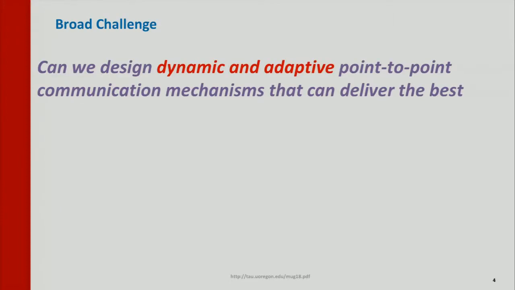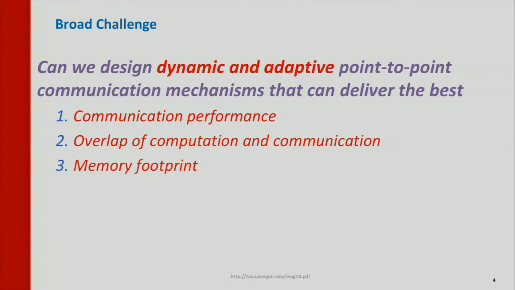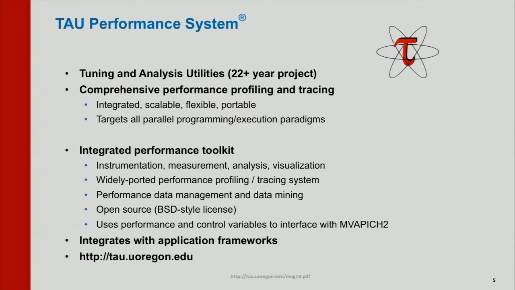So the broad challenge for the MVAPICH2 team is: can we design dynamic and adaptive point-to-point communication mechanisms that can deliver the best communication performance with overlap of computation and communication and the best memory footprint? And how can performance evaluation tools help in this broad challenge? How can we contribute and make a bridge between performance evaluation tools and the runtime system and exchange information in a way that can help this?